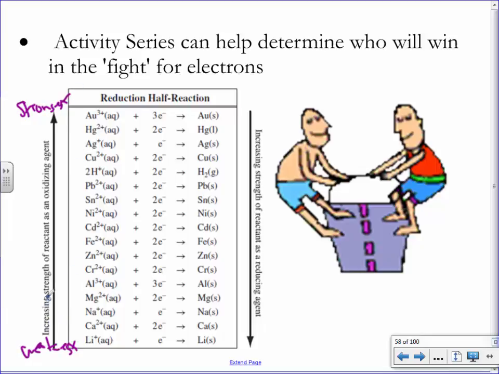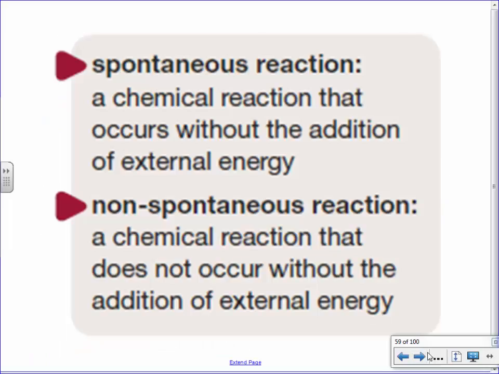You see how it says this is the increasing strength of reactant as an oxidizing agent? Okay, think this through here. An oxidizing agent gets reduced. And according to LEO says GER, reduced means you gain electrons. So gold is the one who wants to gain electrons, which means that if someone wants to try to steal his electrons, he says no. Whereas lithium right here, lithium is the guy who doesn't want to gain electrons. When someone says, hey, I want your electrons, he's like, sure, take them. Does this make sense?